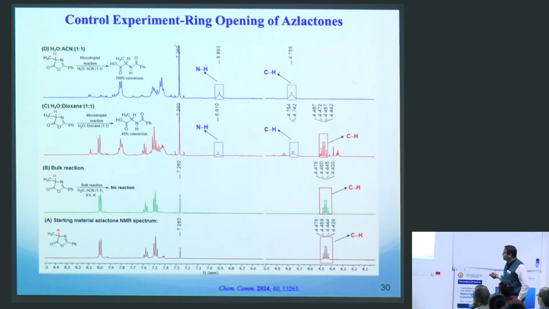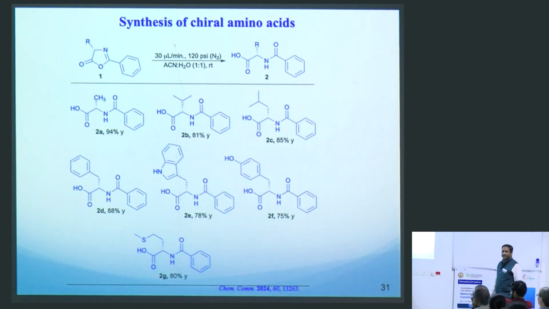Suppose we apply the microdroplet method by spraying, we are able to observe the deprotected compound with the optically active isomer. We tried different solvents, and water and acetonitrile produced better conversion of product. Actually, this is the product formation. In the case of bulk, there is no product formation. Later we also moved to various other isomers.